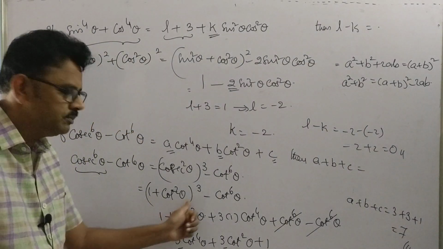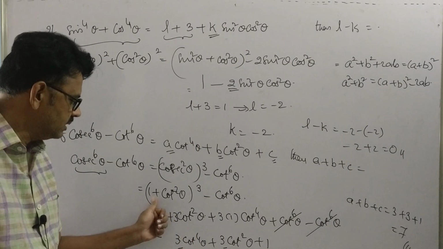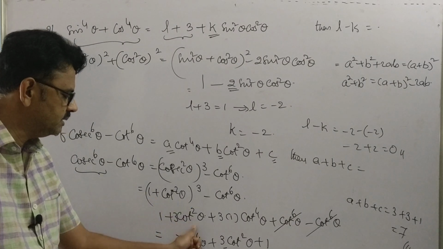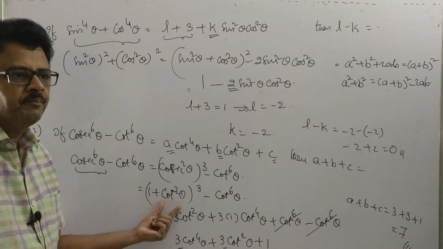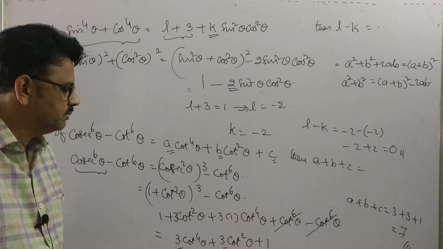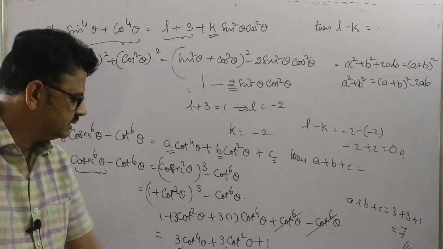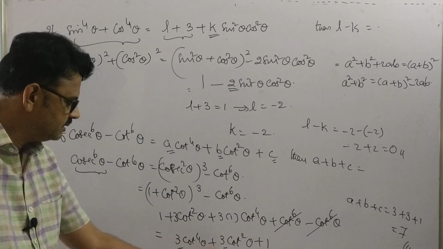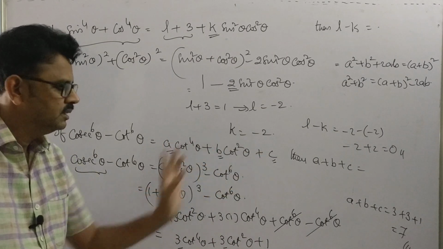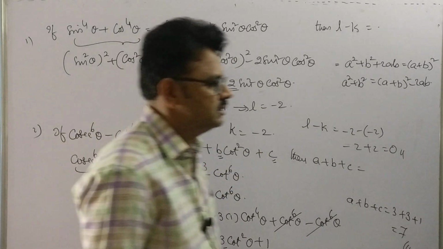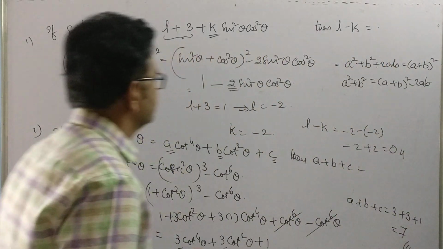So this is A plus B whole cube: A cube, 3A square B, A is 1, A square is 1, B is cot square theta, 3AB square, cot square theta whole square, that is cot power 4 theta, plus B cube, cot square theta whole cube, that is cot power 6 theta. So this is A, B, C, because it is given A, B, C. A is 3, B is 3, C is 1. So A plus B plus C is equal to 7.